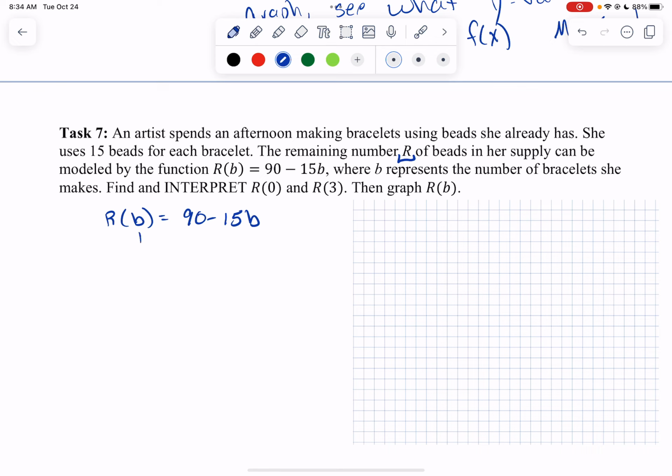Again, my input here is my B. There's my input. B represents the number of bracelets she makes. So my input is the number of bracelets. And the output, which is R of B, that whole thing, is the output. And that's the number of beads left.